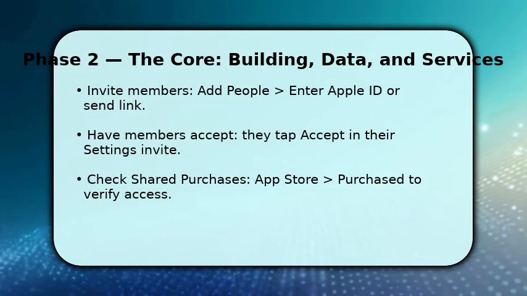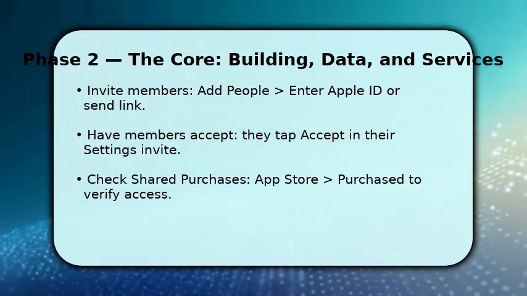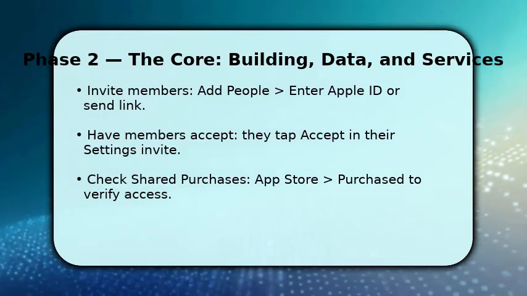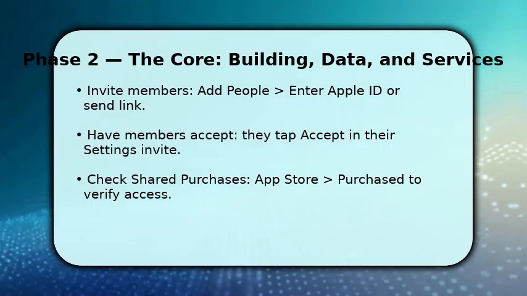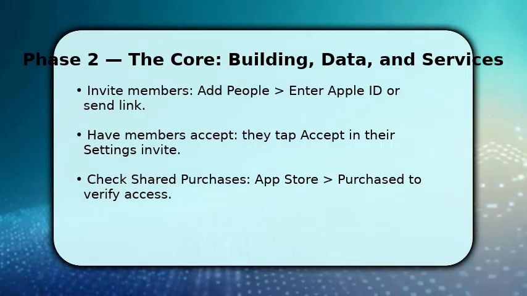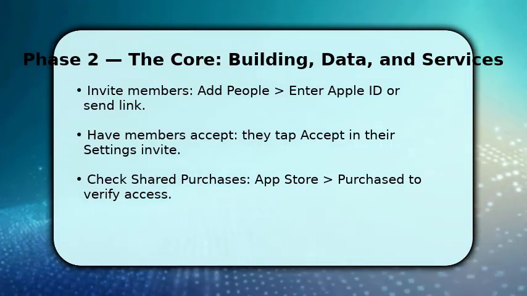Next, you add people and confirm their acceptance. Tap Add People, enter an Apple ID, or send an invite link. The recipient taps Accept in their settings. This connects their account to the family group.